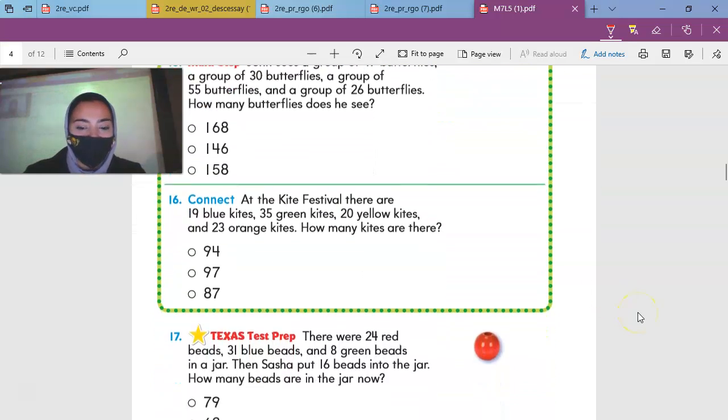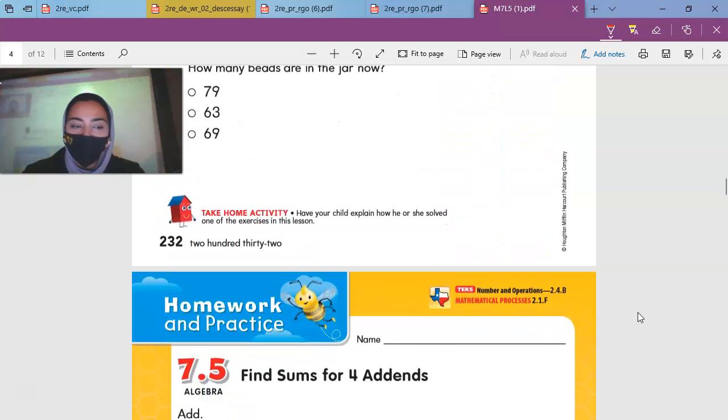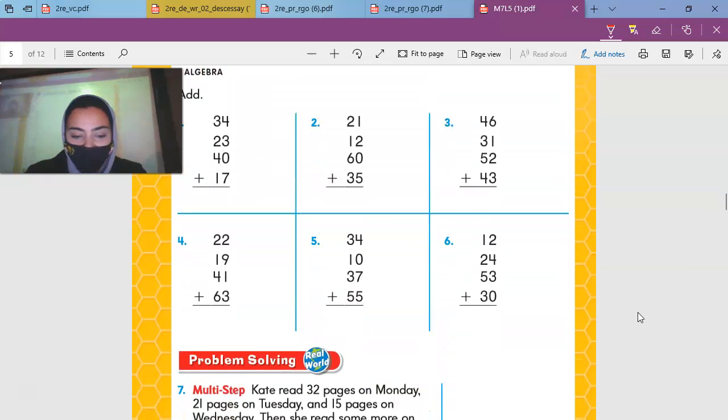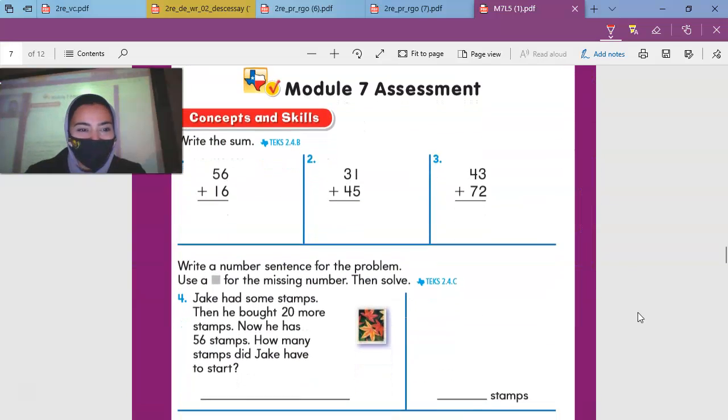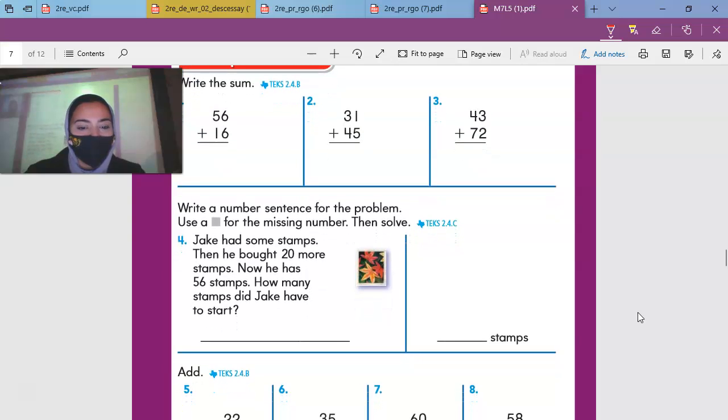You're going to go ahead and finish page 232, and then you're going to finish 233 and 234. Do not work on this page today. You're going to work on that on Tuesday, okay?